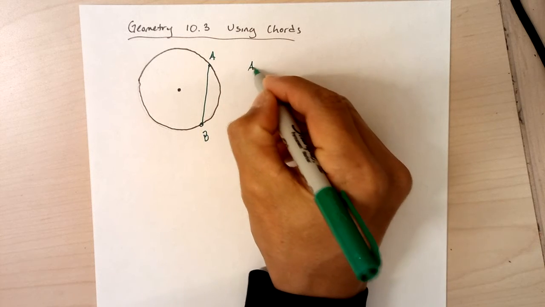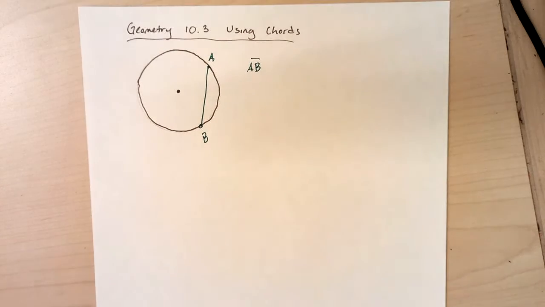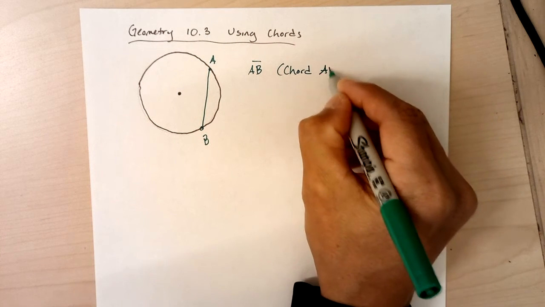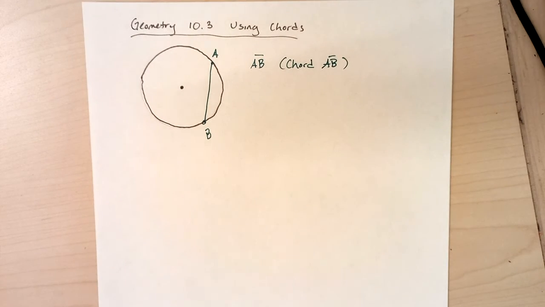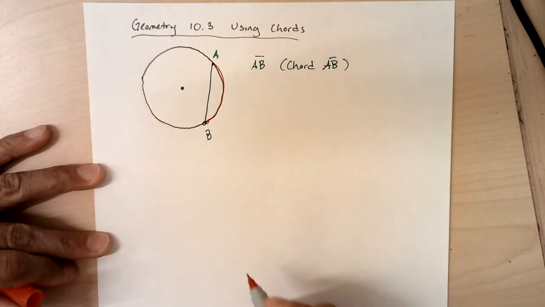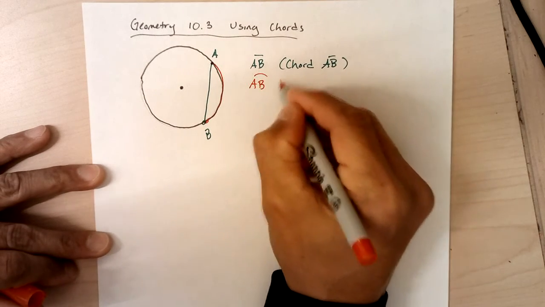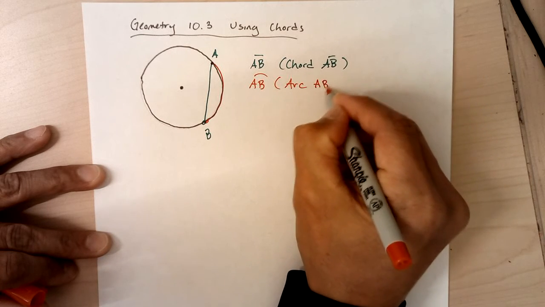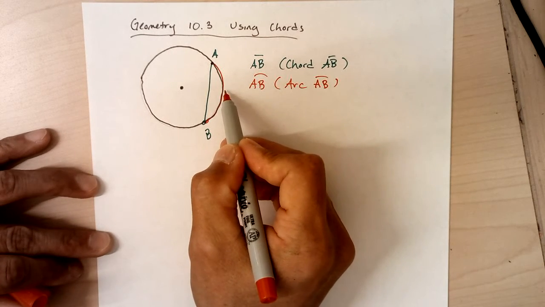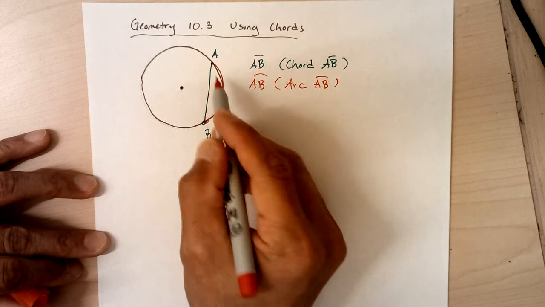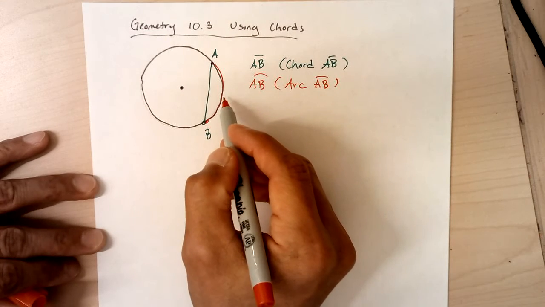So this would be chord AB, and it's a segment, right? Segment AB. Again, this means chord AB, but notice that the chord's endpoints are on the circle. So there's an arc in the circle with the same endpoints. So there's arc AB, and here's how I would write it with a little arc symbol above it. This arc right here is the arc of the chord AB, since they both have the same endpoints, or this chord is the chord of the arc AB.